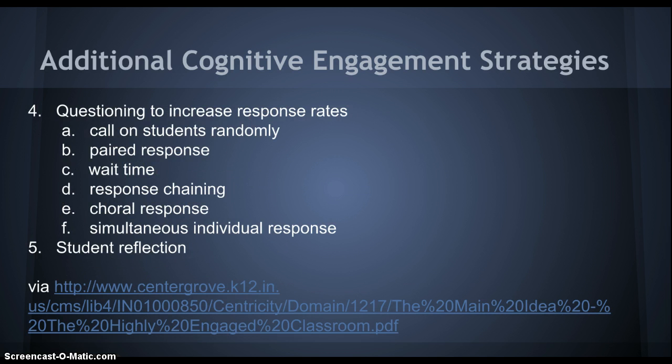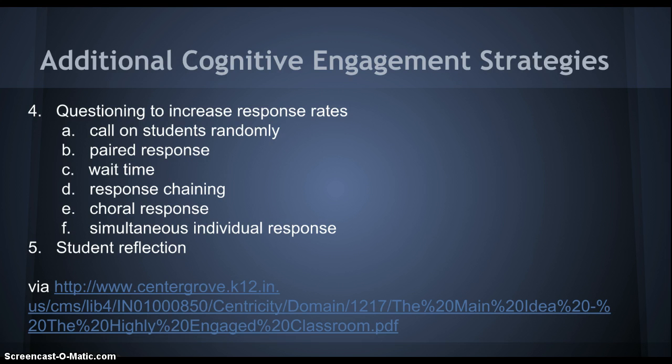The fourth strategy deals with questioning to increase response rates. Having students answer questions is a great way to capture their attention, but the problem is that this often means the rest of the class is not paying attention when one student answers. So the solution lies in engaging more than one student at a time. And below are a few strategies for ways to increase response rates. And the last one is student reflection.